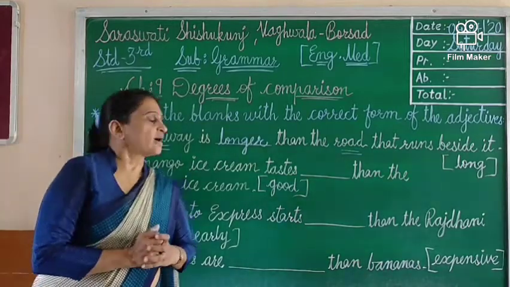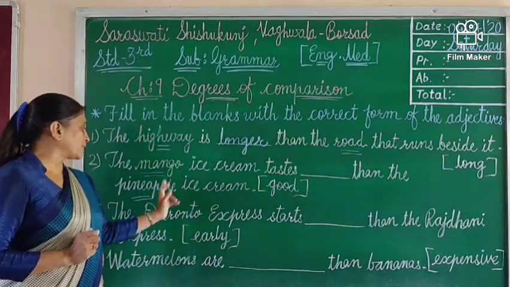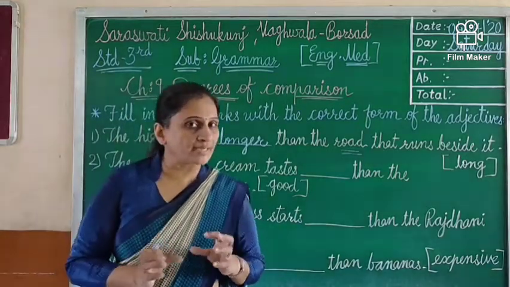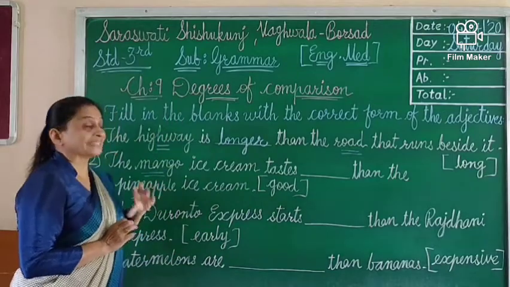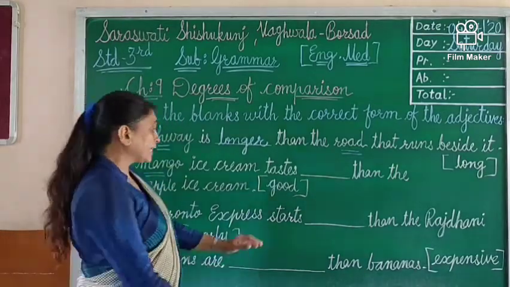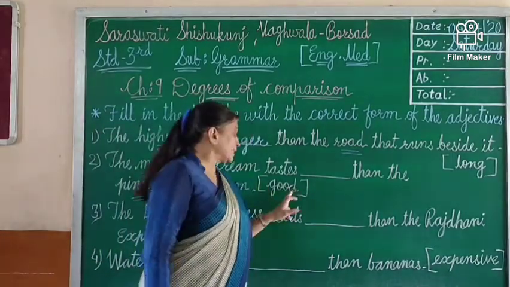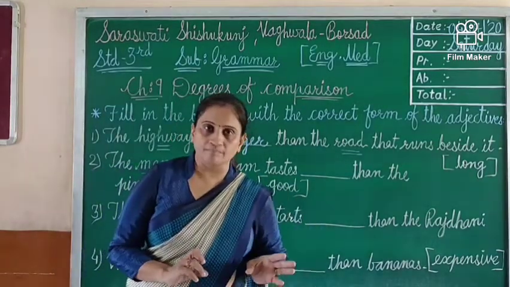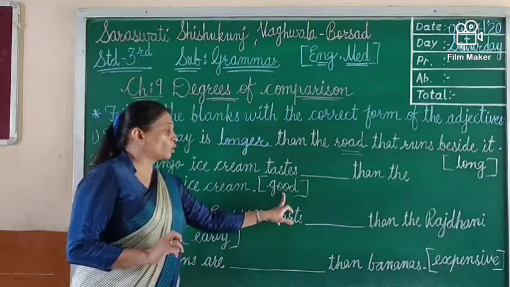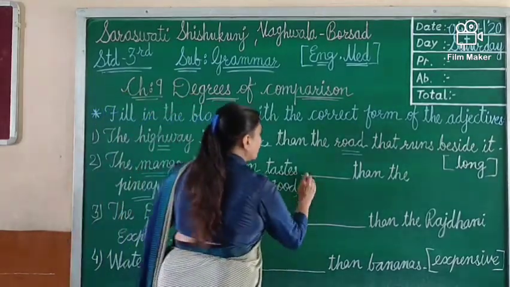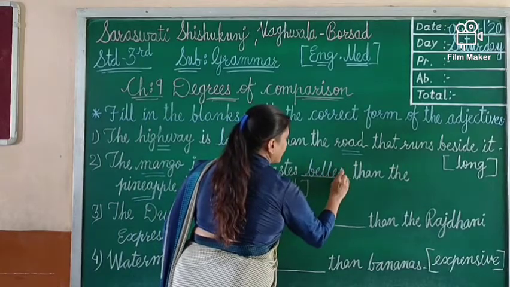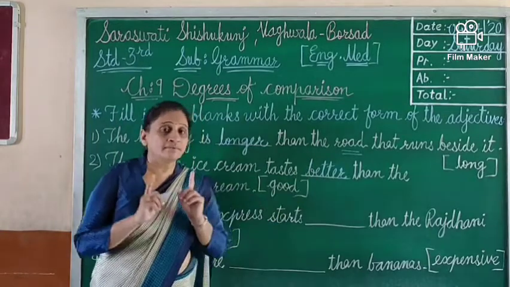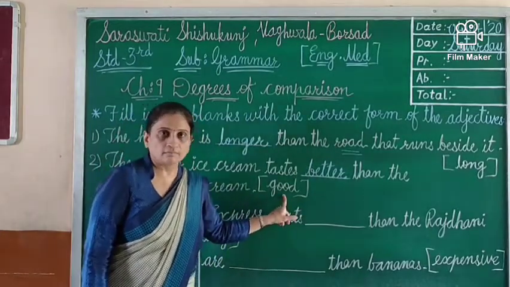Okay children? Yes. So in this sentence, mango ice cream and pineapple ice cream, two choices are there, right? So we are doing comparison of both. Both tastes we are doing comparison, but in this adjective, good, we have to change the word totally. So good will change to better. We will not write gooder.